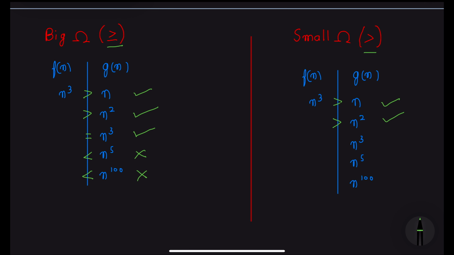Now the third one is n cube, which is not greater than but equal to. So in this case it will not be small omega, it will be big omega but not small omega. For n raised to the power 5, this is greater than n cube, so this will not be small omega, and for n raised to the power 100, same case, it will not be small omega. So we have big O, small o, big omega, small omega. We also have theta, but we do not have small theta, so there is no such thing as small theta.